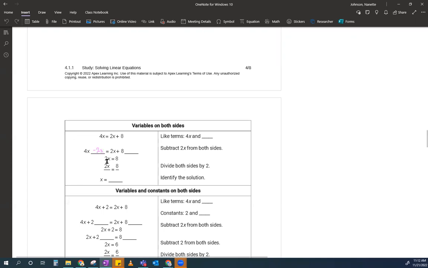So 2x minus 2x is 0. And you're like, okay, so that's just left with 8. And 4x minus 2x, well, that's just 2x. And then I say, okay, well, what's happening to x now? And you're like, oh, it's being multiplied by 2. And I'd say, okay, well, how do you get rid of multiply by 2? And you say, oh, by dividing both sides by 2. And so my answer is 4.